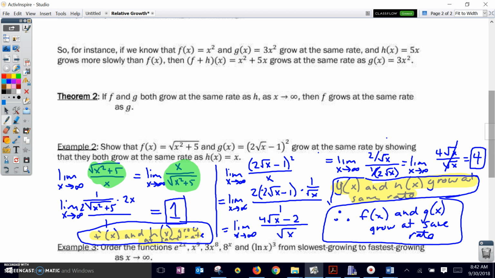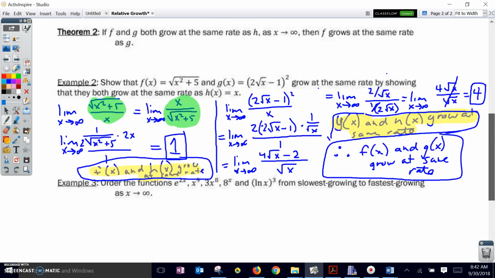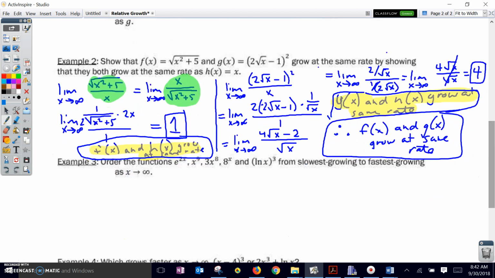Alright, let's move on to example 3. We want to order the functions e to the 2x, x to the 9th, 3x to the 8th, 8 to the x, and natural logarithm of x quantity raised to the 3rd from slowest growing to fastest growing as x approaches infinity. And we can put some of these in order without a whole lot of thought. But generally, if we get stuck, we can always use the limit as x goes to infinity to find the relative growth rates of these functions.